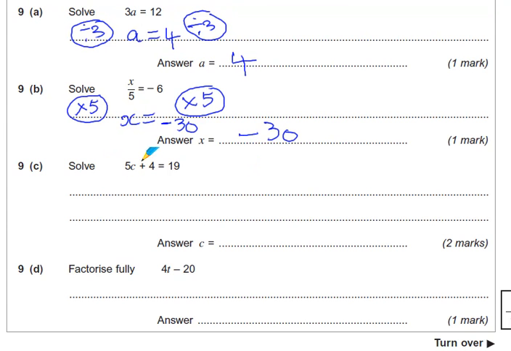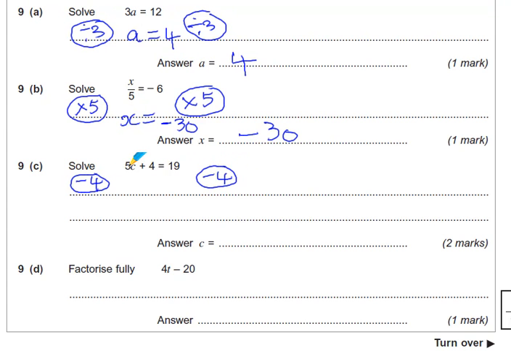Question 9 part C. Solve 5c plus 4 equals 19. So this is going to be a two-stage equation. We've got 5 multiplied by the value of c plus 4 equals 19. We want to get the letters on the left, the numbers on the right. So the first thing we're going to do is get rid of this plus 4. We do that by taking it out, or eliminating it. We're going to take 4 away from both sides to turn that 4 into 0.